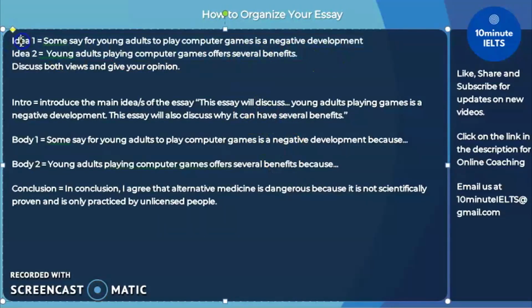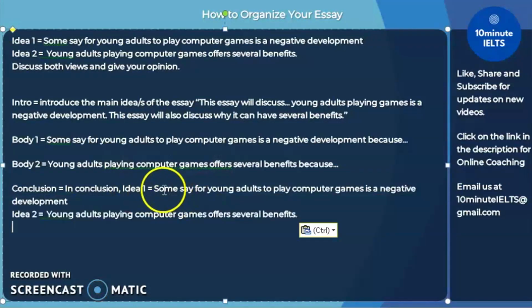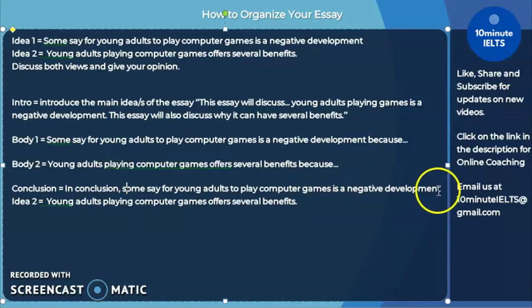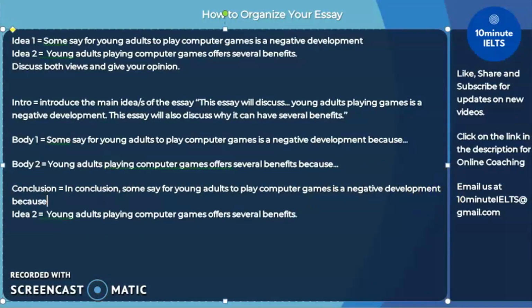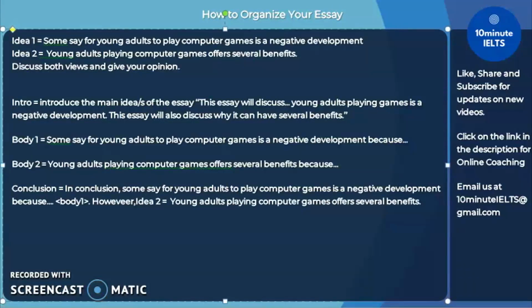by saying, in conclusion, some say for young adults to play computer games is a negative development because, then just insert a short summary of whatever it is you discussed in body 1. And then for the second sentence, however, young adults playing computer games offers several benefits, then because, and then summary of your body 2 also.